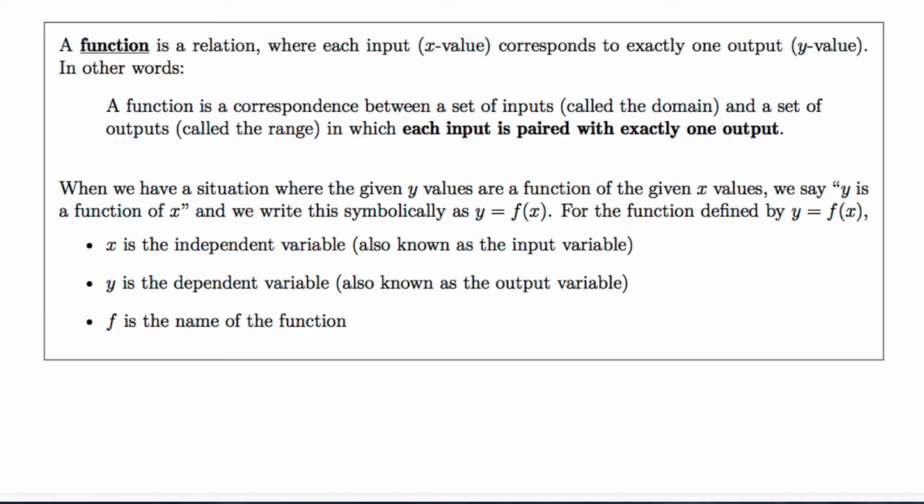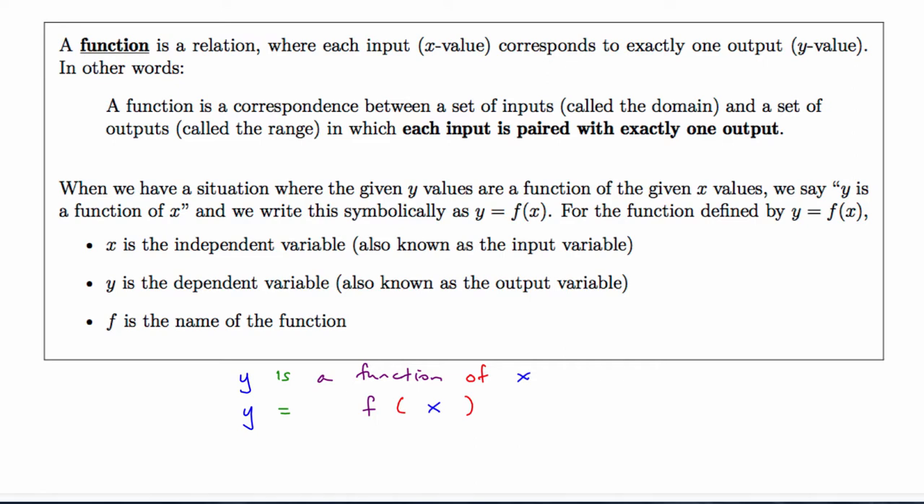When we have a situation where we do have a function, and the given y values are a function of the given x values, we say y is a function of x. When we say this, y is a function of x, we're saying that the y value will depend on the original choice of the x value. But mathematically, we convert this statement, y is a function of x, into symbolics. And the symbolic way of writing this is y equals f of x. Y equals f of x is just an abbreviation for y is a function of x.